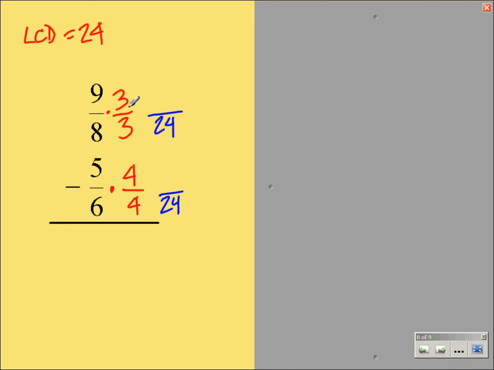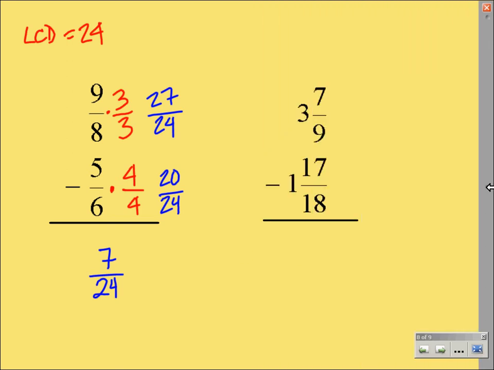So now let's go ahead and multiply those numerators. 9 times 3 is 27. 5 times 4 is 20. So now that we have common denominators, I bring my common denominator down, and now I just subtract my numerators. 27 minus 20 is 7. And this is the answer in its fully reduced form.